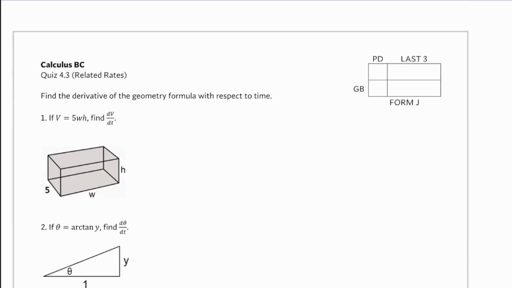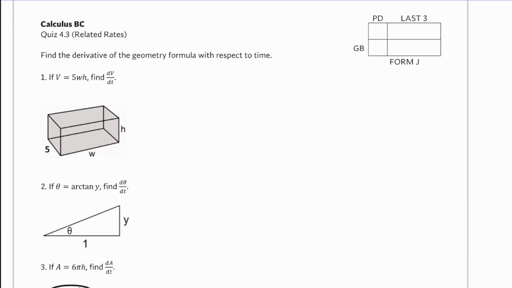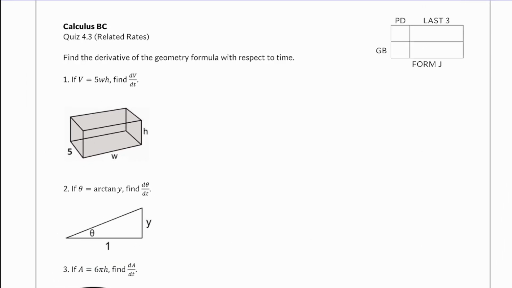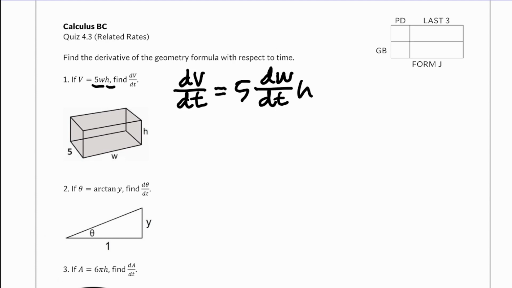Yeah, that's all for form I. Form J is pretty much the same. It's going to be 5WH, and we're going to need to use the product rule on this if we're going to take dV dt. So I'm going to look at this as the product of 5W and H. If I take the derivative of 5W with respect to time, that'll be 5 dW dt, and I'll leave H the same. Then I'll leave 5W the same, and I'll take the derivative of H. And yeah, that's dV dt.